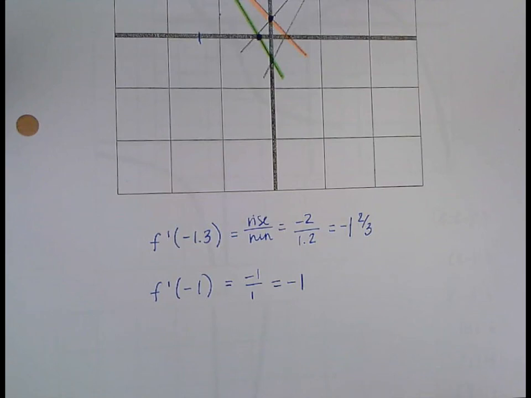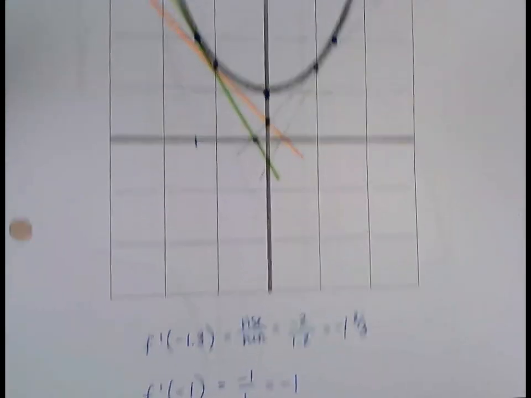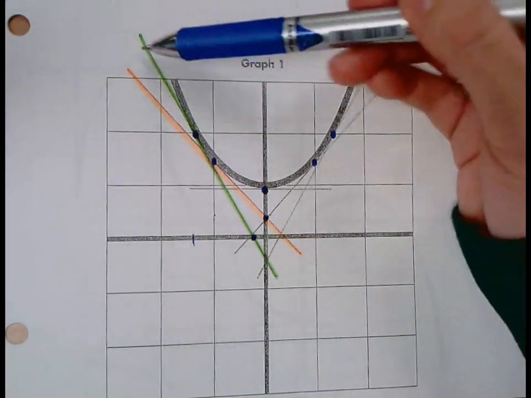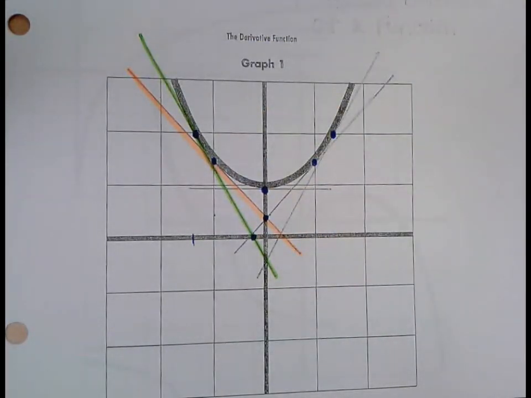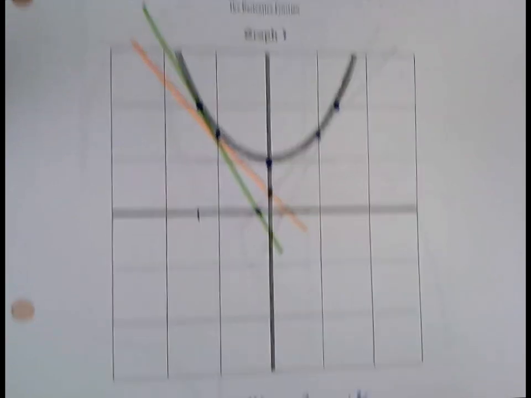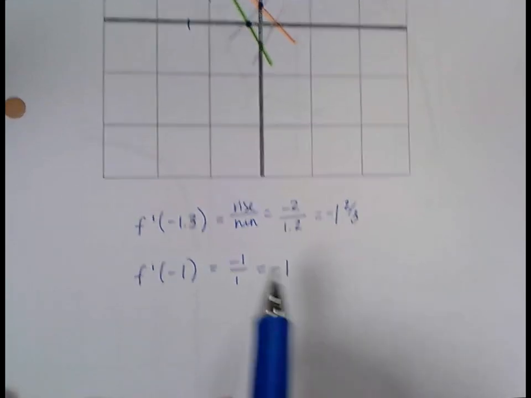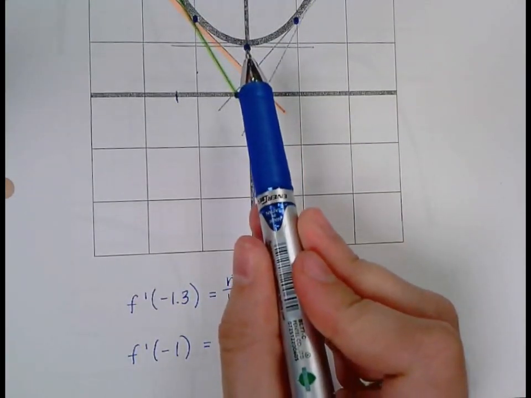Ultimately, in the end, we're just doing this for the first 2 graphs to get the idea. Ultimately, you won't be drawing in tangent lines every single time. This is to get you to see the relationships between the graphs so that you would just see a graph and you would start sketching the derivative. So then the next one I have was at the x value 0.